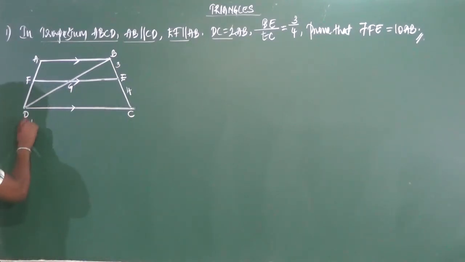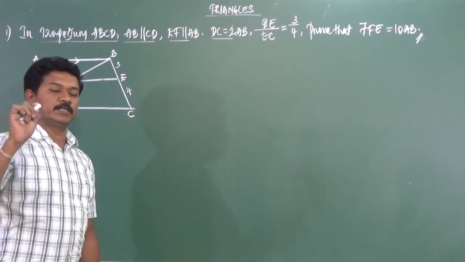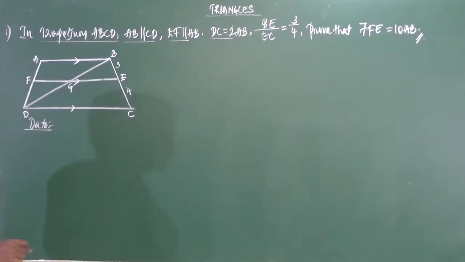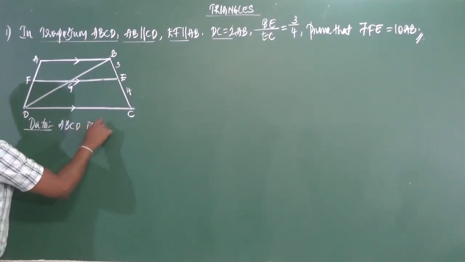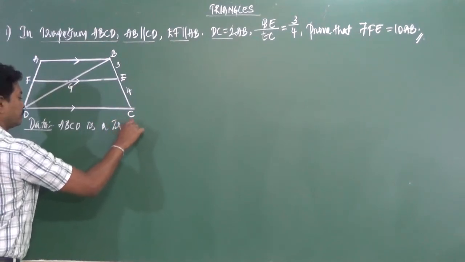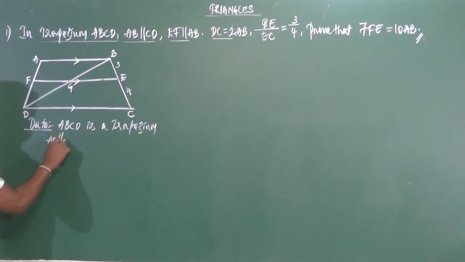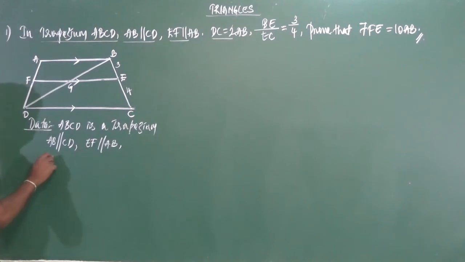So we'll go with the data. It will be for 4 marks. You have to be very careful. Please observe very carefully. I am going to explain each and every new corner point involved in this rider. Please follow this. So ABCD is a trapezium. Very important: AB is parallel to CD, EF is parallel to AB, and DC is equal to 2AB. At the end of the rider we are going to use this result.